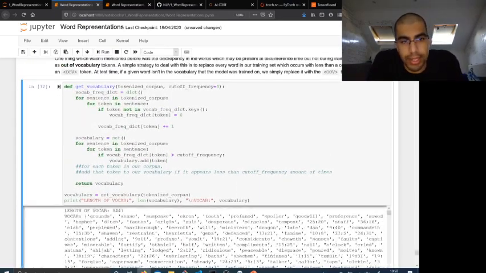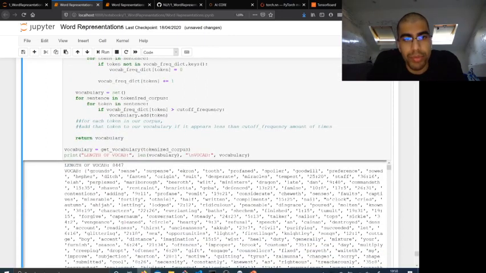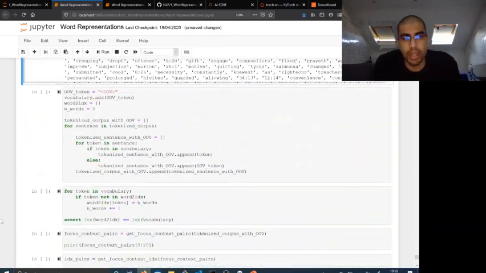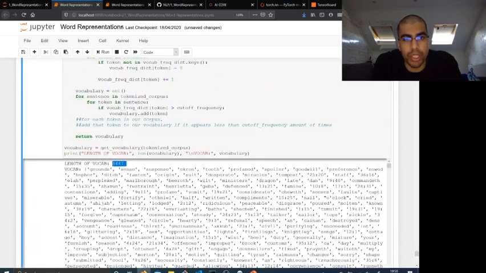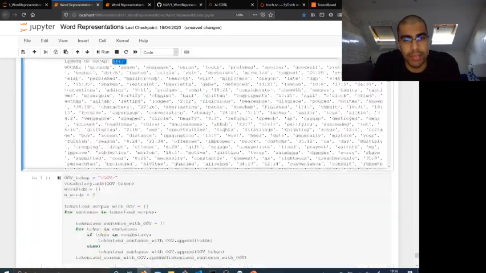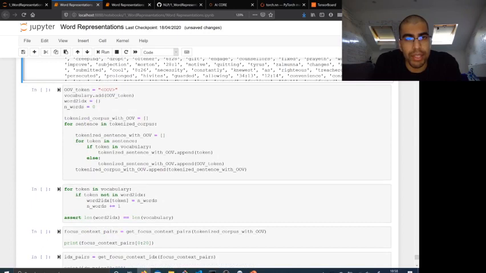We run this, might take a second, but we see that the number of unique tokens that we have is 8,447. Okay, now for those words which have occurred less than 5 times, we're going to replace them with an out-of-vocabulary token. So we're going to add the out-of-vocabulary token into our vocabulary.